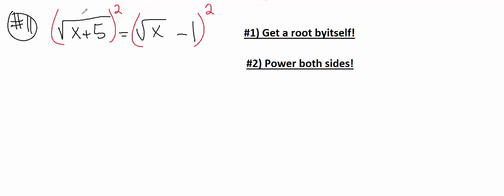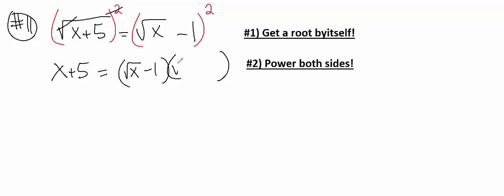When I do that, here the power cancels the root and I'm left with x plus 5. And here I've got the square root of x minus 1, squared. I'm going to have to write that twice. Root x minus 1, root x minus 1. Okay, good so far. Now we're going to need to go ahead and distribute this out.